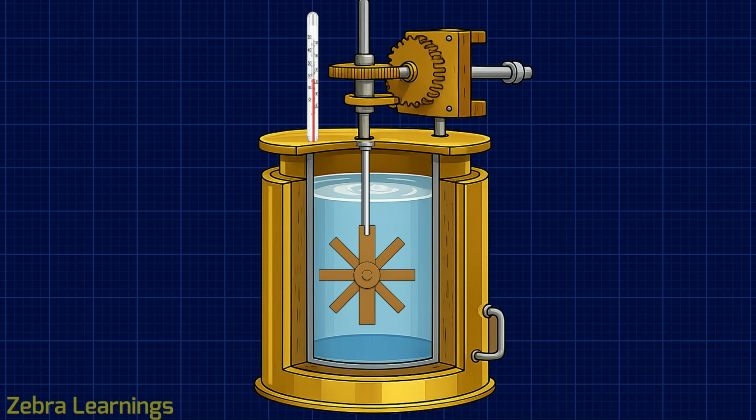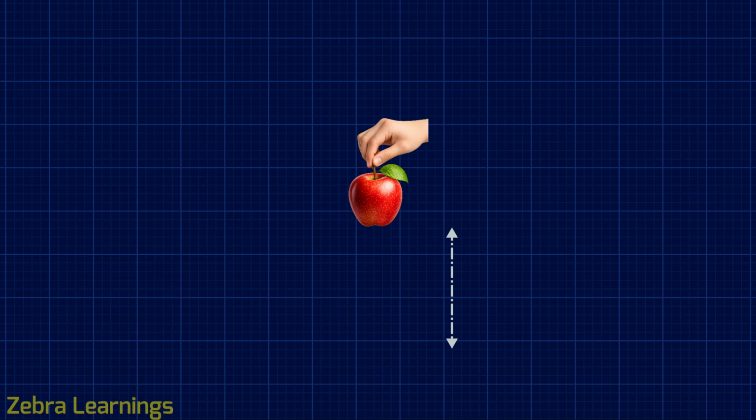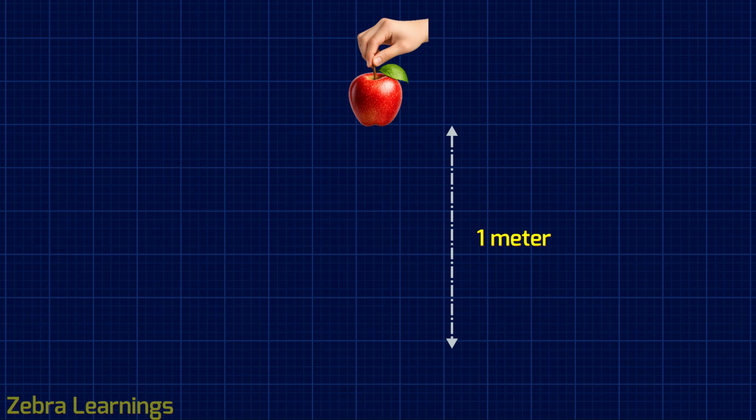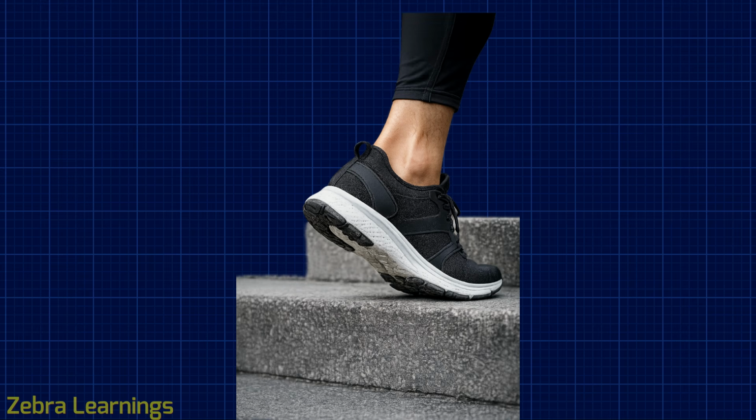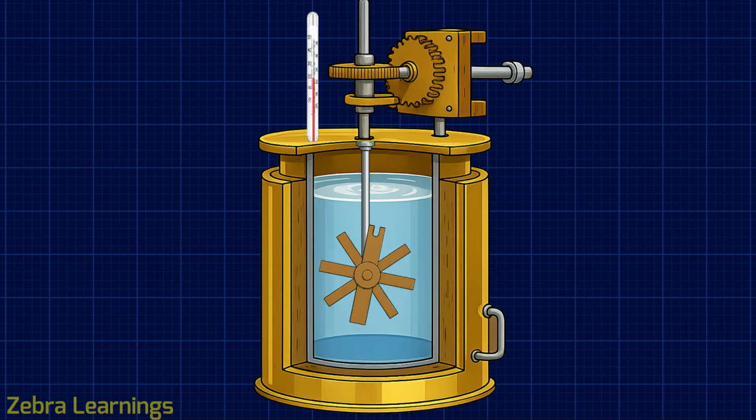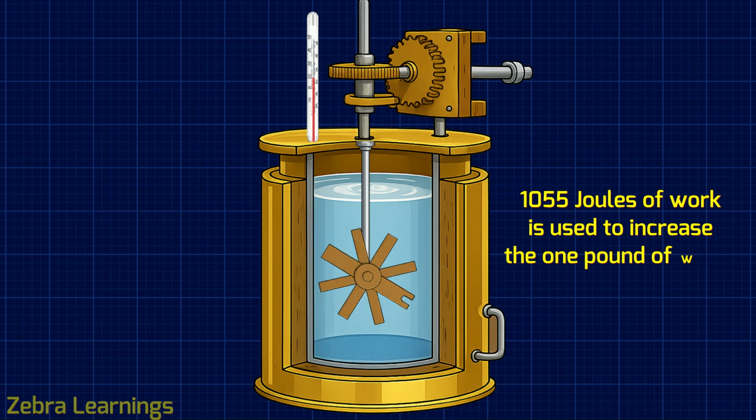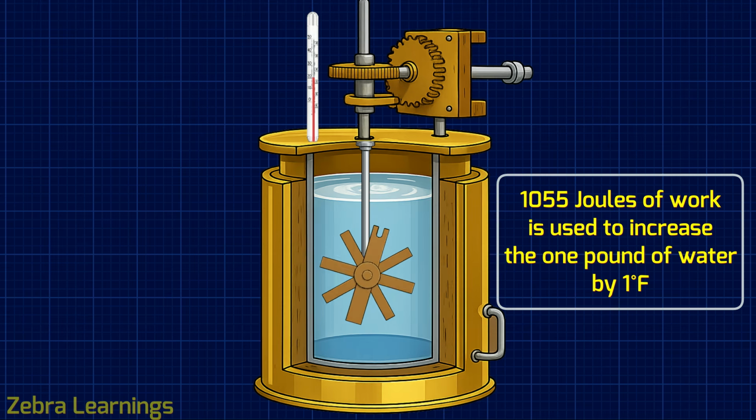At that time, there was already a unit for work called the joule. For example, if you lift one apple to a height of 1 meter, it means you have done 1 joule of work. If you climb one step on a staircase, it means you have done roughly 150 to 200 joules of work. By rotating the paddle wheel, 1055 joules of work is used to increase the temperature of 1 pound of water by 1 degree Fahrenheit.